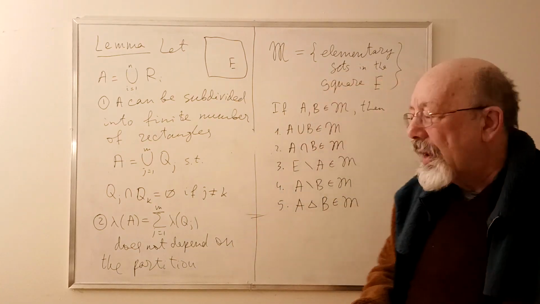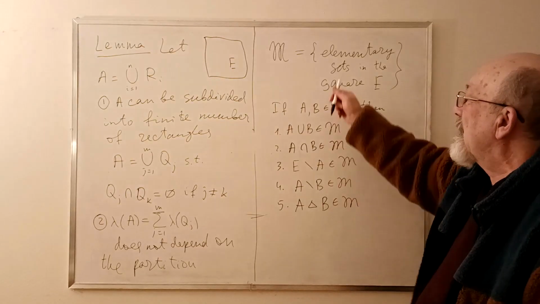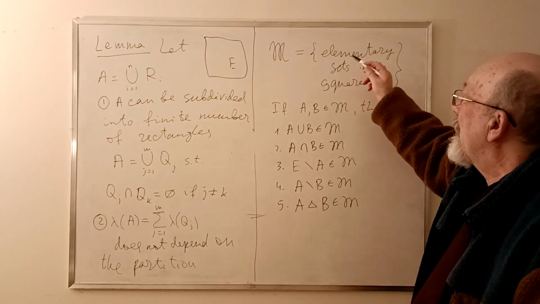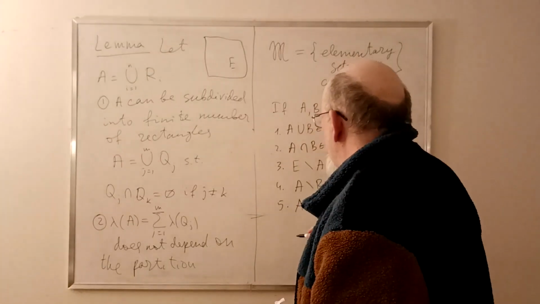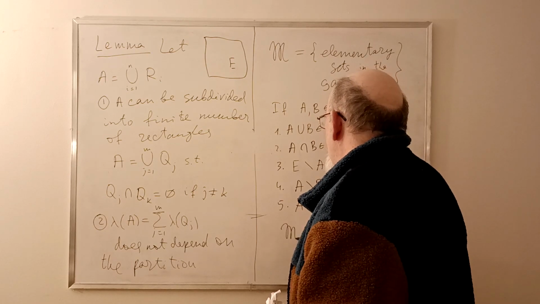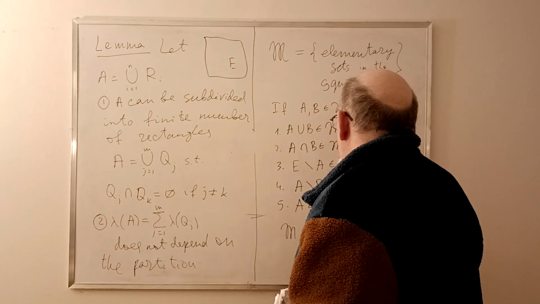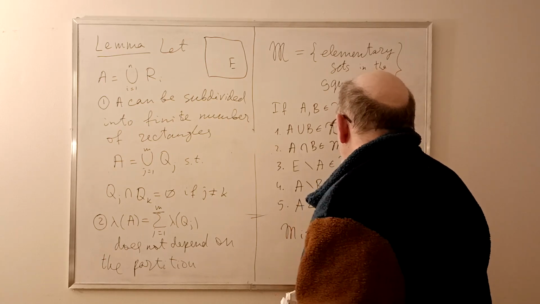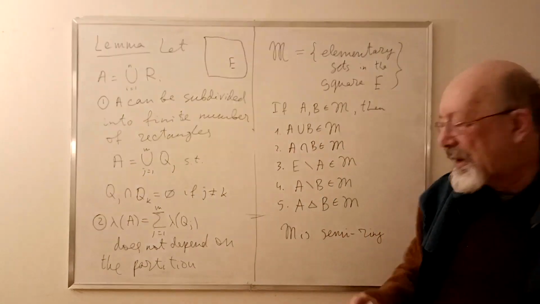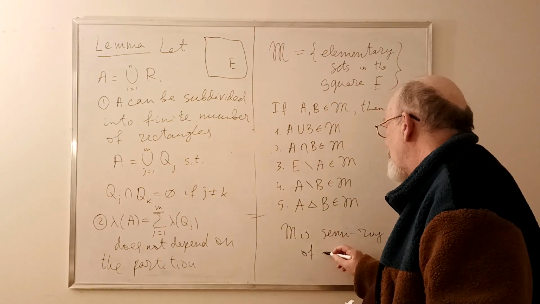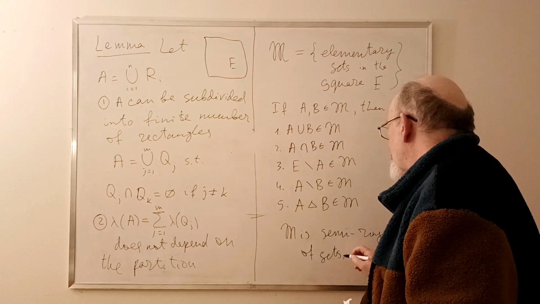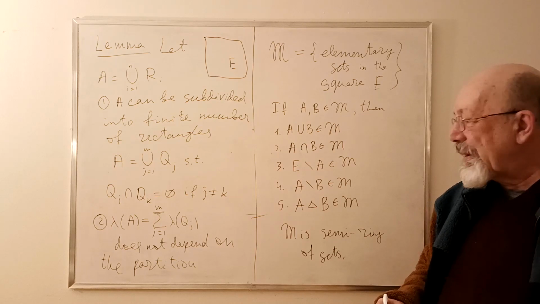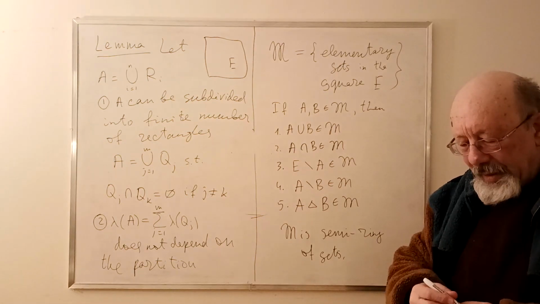So this means that these elementary sets form what is called a semi-ring of sets.